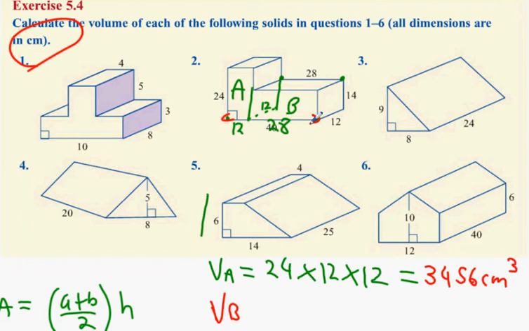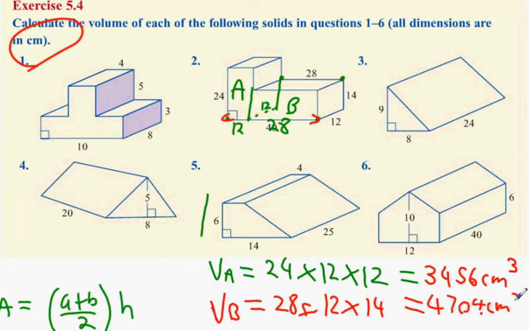Block B is 28 across. It's 12 deep, and it's 14 high. So what's that equal to when you multiply it all out? 28 by 12 by 14. Anybody quickly? 4,704. Okay. Now add them together, guys.